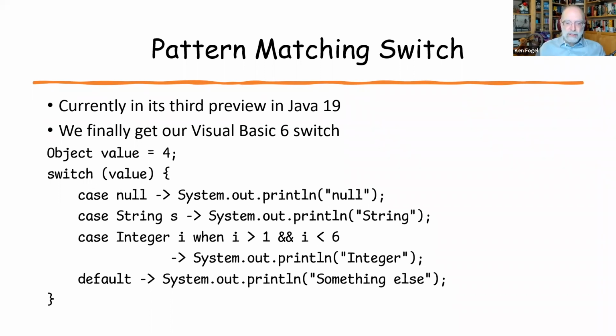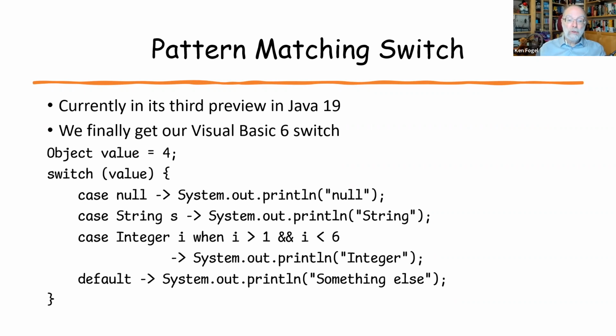We could call other methods, whatever we want. In the second case, string. So here we're saying, is that value object actually of type string? And if it is, well, we're going to print out the message string. But it's the third one, the case integer, that shows us how what I was fond of in Visual Basic is now available to us in Java. Because we begin the same, case integer i. So this case will be matched if value is of type integer.